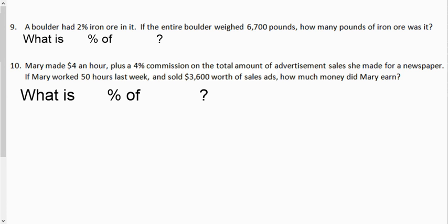Here we go. A boulder has 2% of iron ore in it, and the whole boulder weighs 6,700 pounds. How many pounds of iron ore are in it? So 0.02 times 6,700 is 134 pounds of iron ore in that boulder.